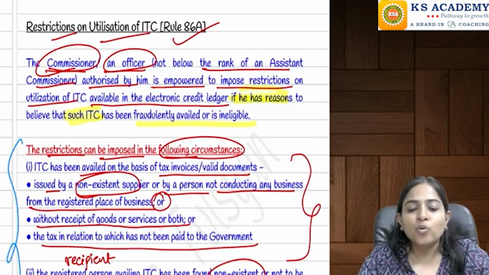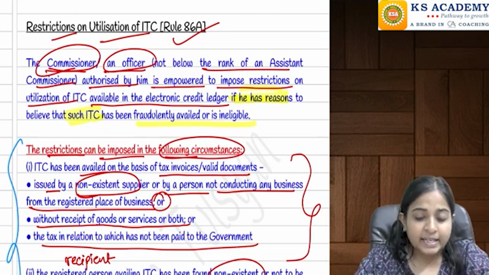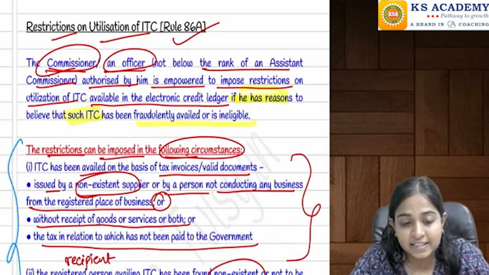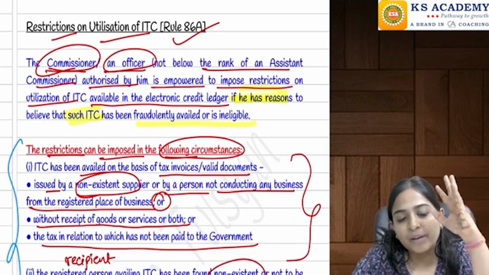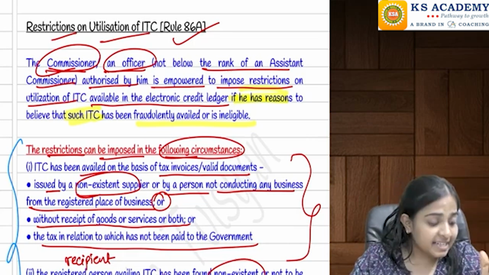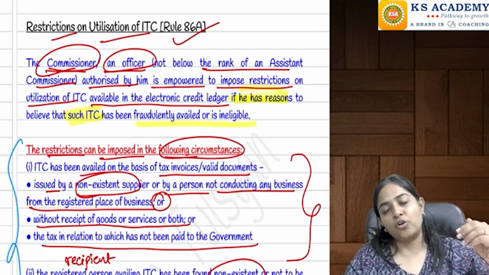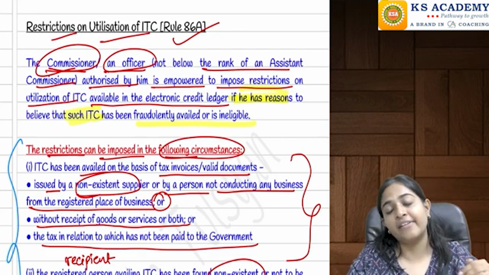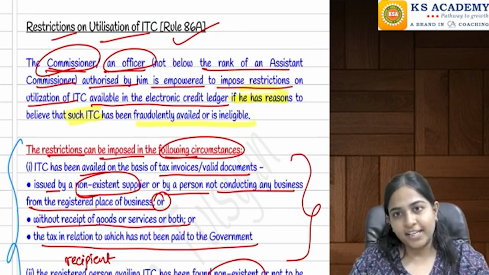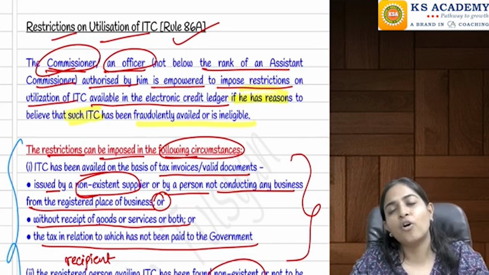Then going on to rule number 86A. Rule 86A talks about restrictions on utilization of ITC. Here we had studied that the commissioner or any officer not below the rank of assistant commissioner, if they have reasons to believe that the input tax credit we have taken is either ineligible or fraudulently availed, can put a restriction on us on utilization of the credit available in our electronic credit ledger, and this restriction can be put for a period of 1 year.